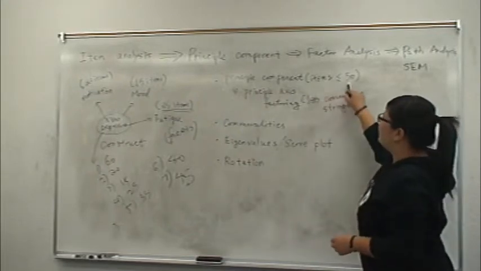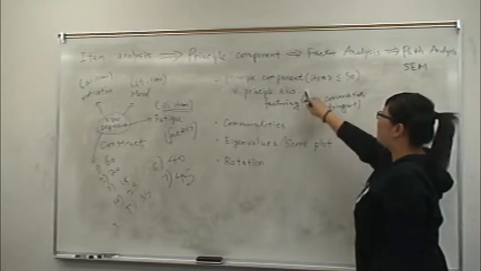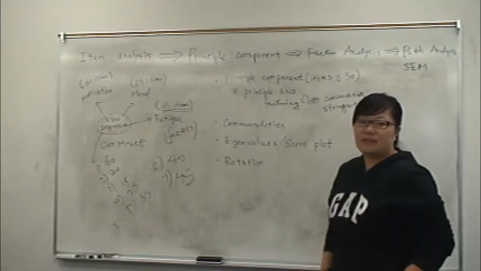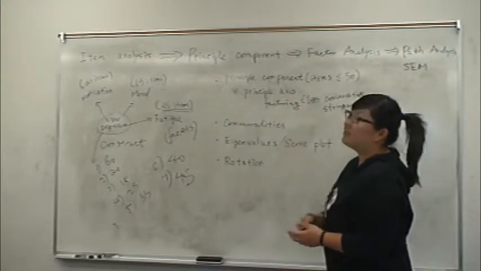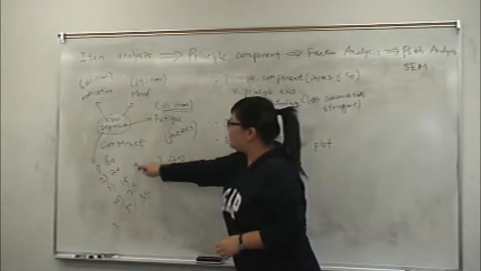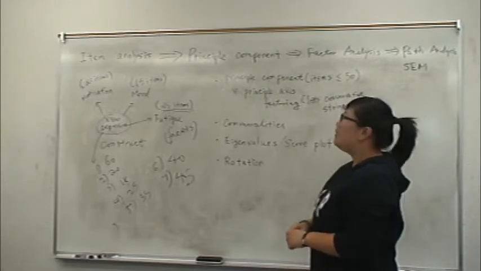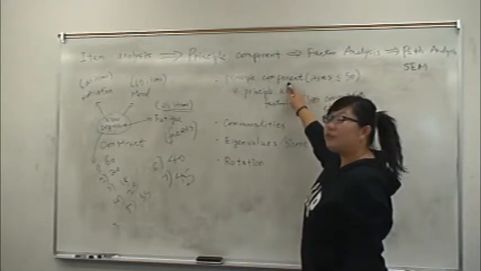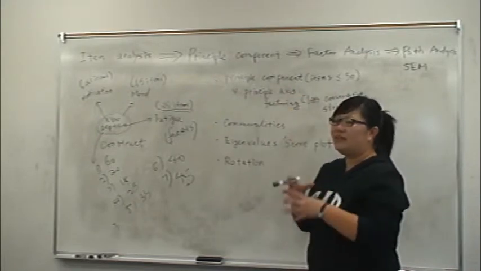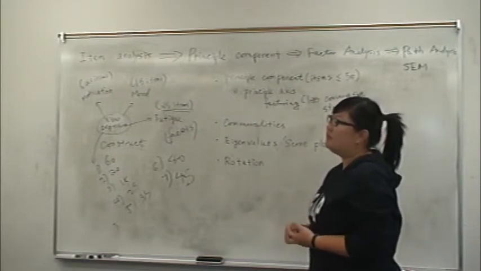You can still use this when you have items more than 50, but the chance is that you're going to have more biased results for your components. So if you have less than 50, use the principal component analysis. If you have more, use the principal axis, principal factor. But like I said, if it's over 50, you can still choose to use it. It's not to say you cannot use it, because these two are not really that different. But this one is not going to give you good results if you have more than 50 items.